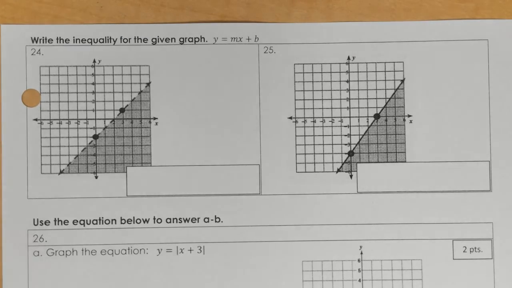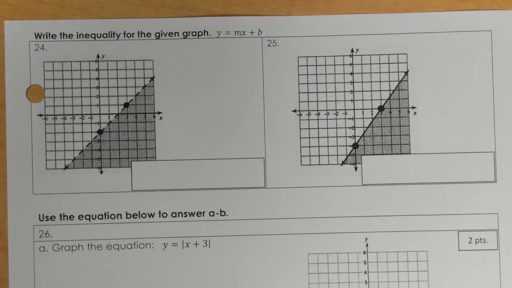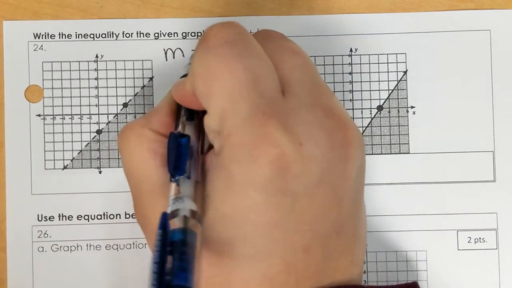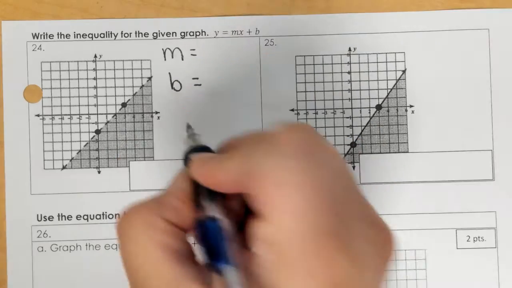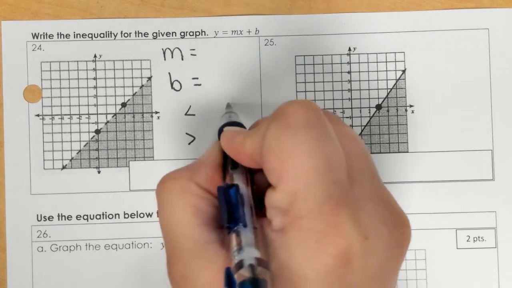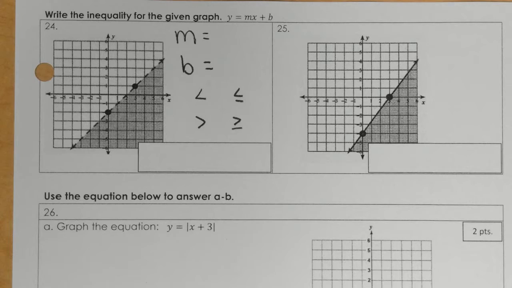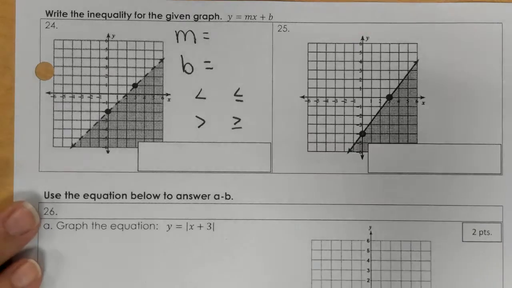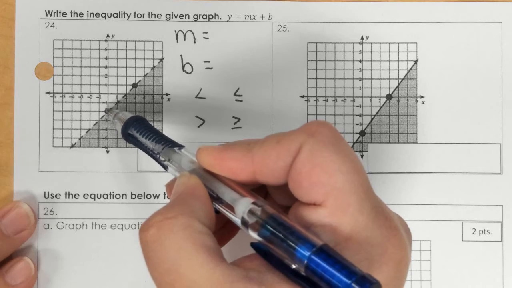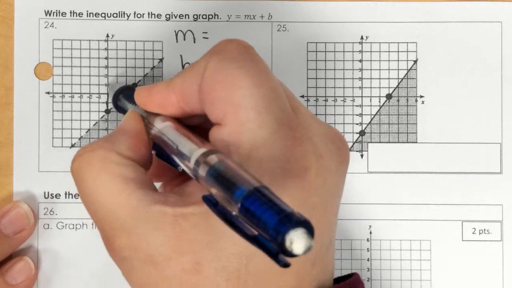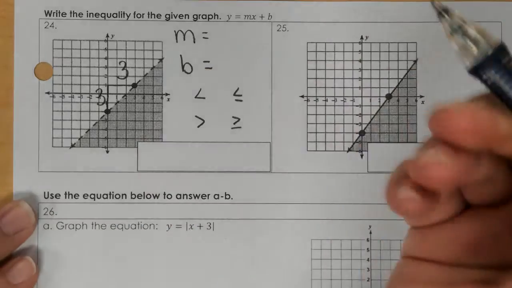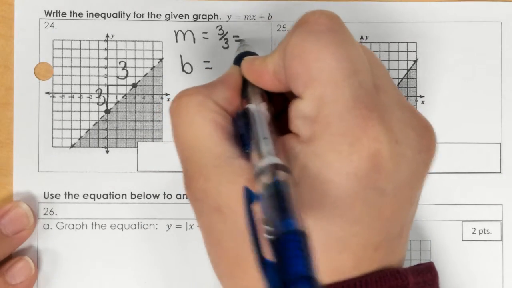So for 24, it says write the inequality for the given graph. So y equals mx plus b. We're going to use slope-intercept form to graph. So I'm going to need my m, my b, and I have to decide, is it less than, greater than, or is it the equal to parts? So first, for my slope, I'm going to go up 3 over 3, and that would give me a positive 1.